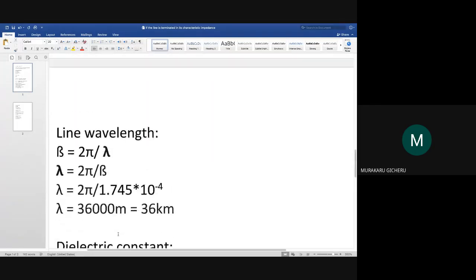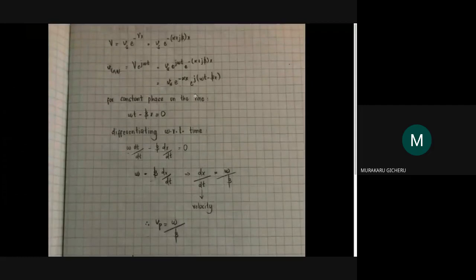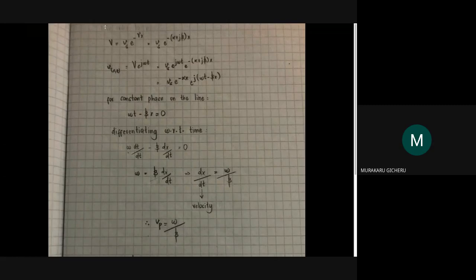So onto the line wavelength. Beta is equal to 2 pi over lambda. I think I explained it a bit here. We already went through that previously. For constant phase on the line, we need this phase shift thing to be equivalent to 0.